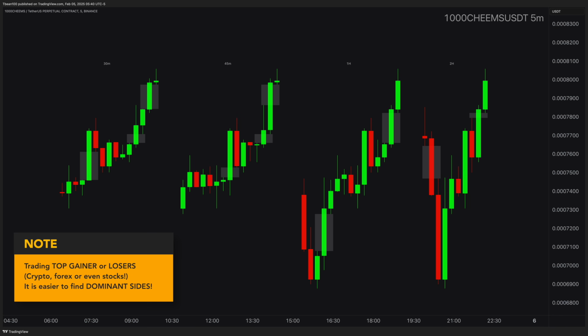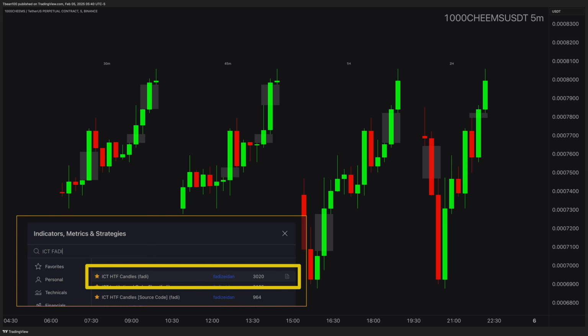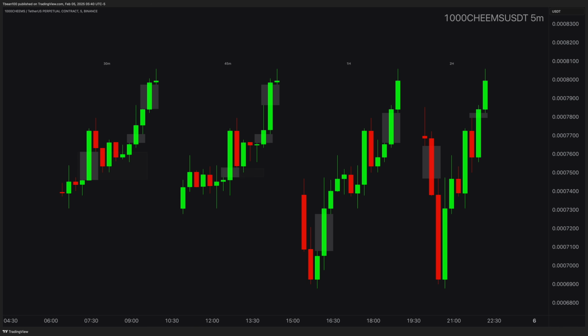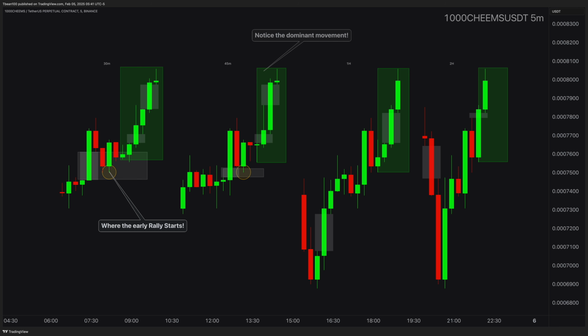What you are looking for here is the top gainer coin of the day, with a weird name, Chims. And why do I use this indicator called ICT High Time Frames? It shows me all the price action you need from multiple time frames. First of all, notice how the early party started, where the initial rally ignited. As you can see, right around this imbalance area. What happened after that? A very dominant buyer rally started.